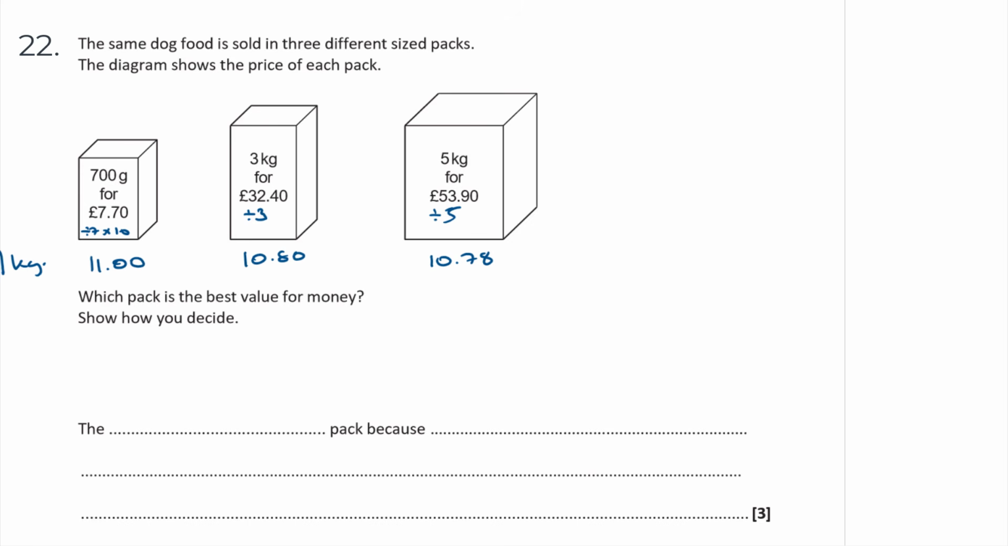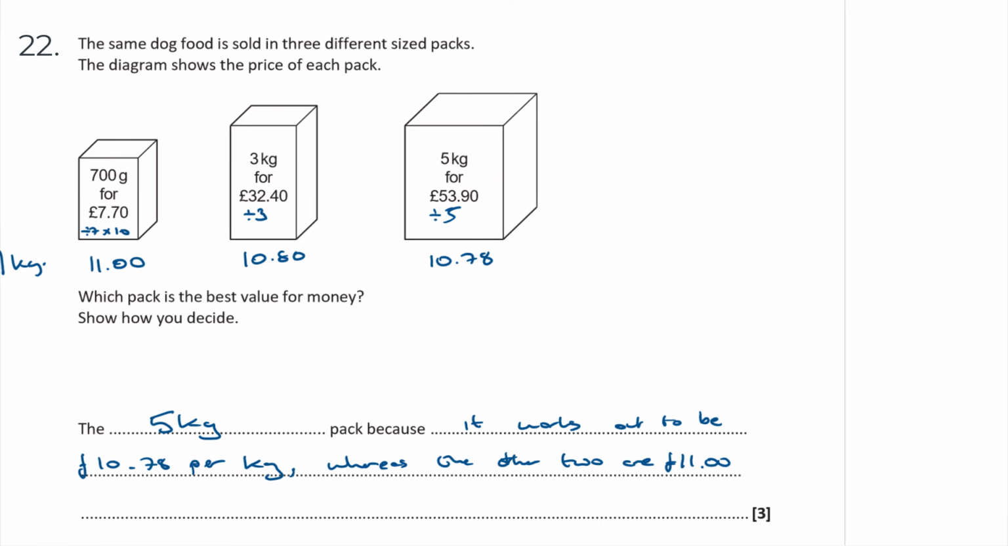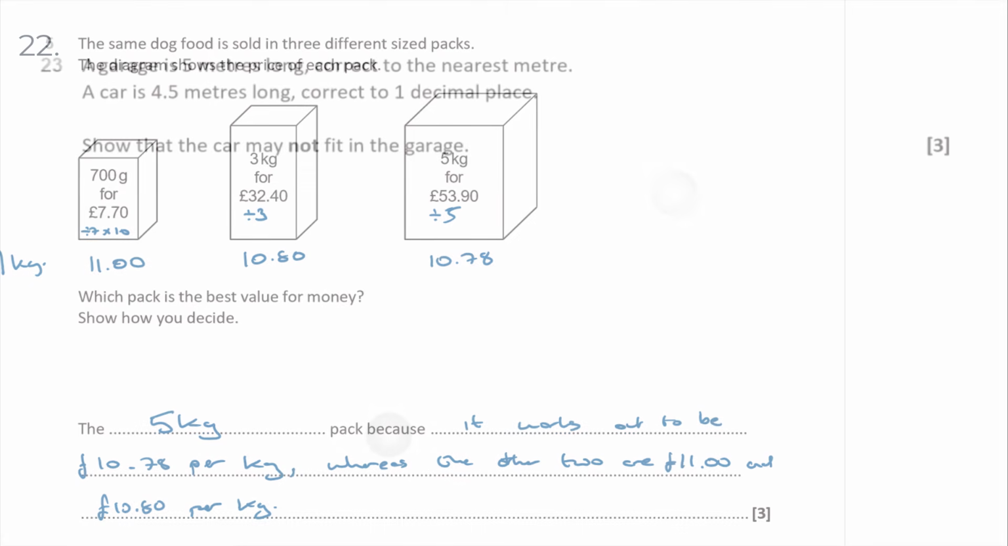Okay, so which pack is the best value for money? Show you how you decide. It's the 5 kg pack because it works out to be £10.78 per kg, whereas the other two are £11 and £10.80 per kg. Okay, seems to be a good enough reason to me.